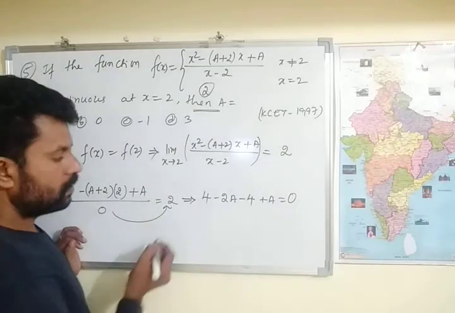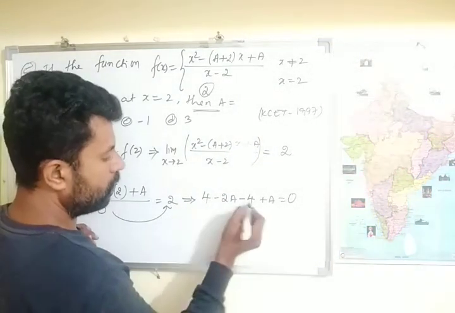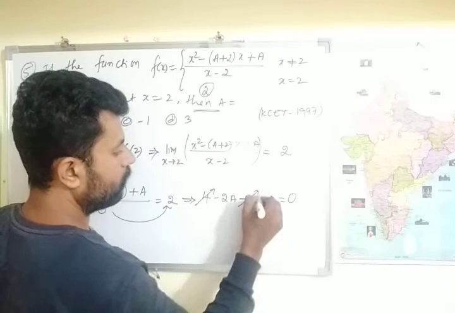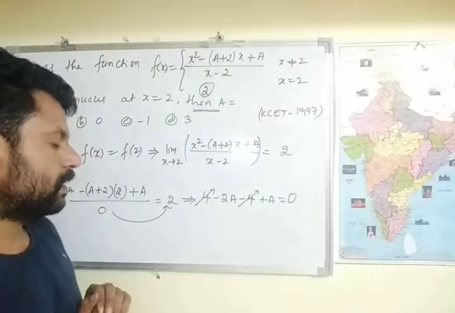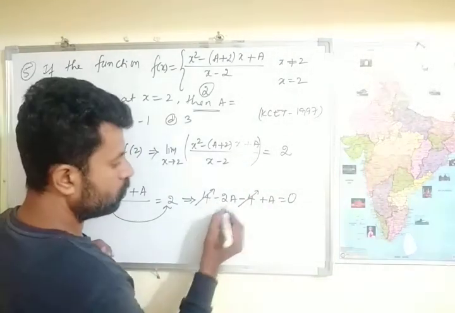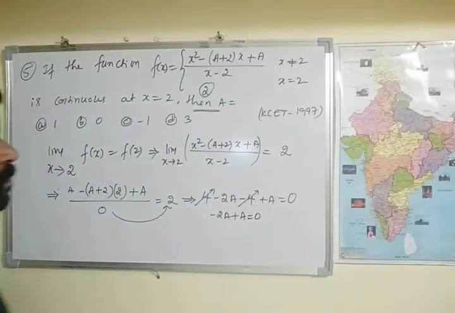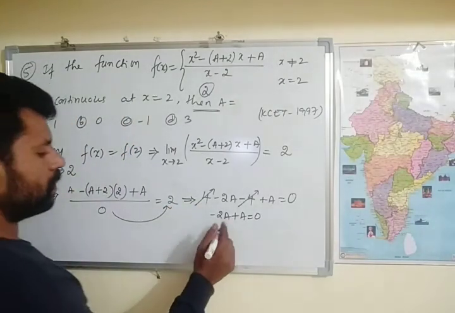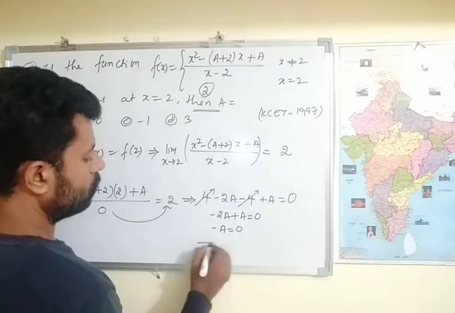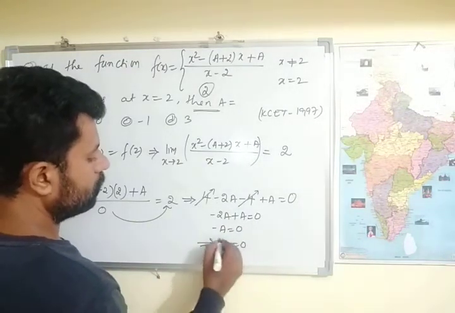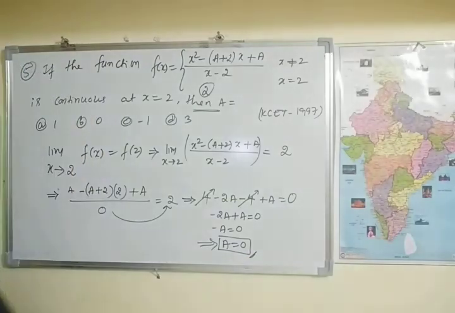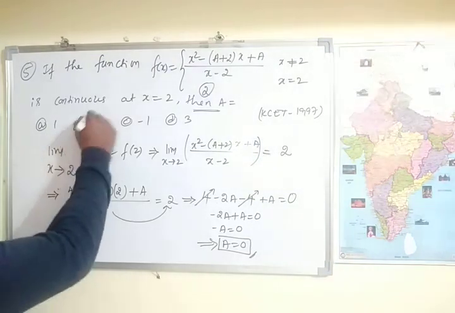Next step. Here we have positive and negative, plus 4 and minus 4 get cancelled. Here we have minus 2a plus a is equal to 0. Next, minus 2a plus a, here minus a is equal to 0. This implies a is equal to 0. The value of a is 0. Here option B is the correct option.